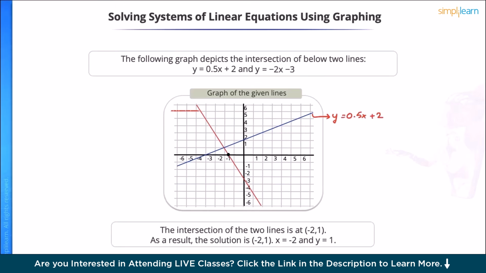And the red line is represented by y equals negative 2x minus 3. These two lines intersect at the point (negative 2, 1). Hence we can say that x equals negative 2 and y equals 1.